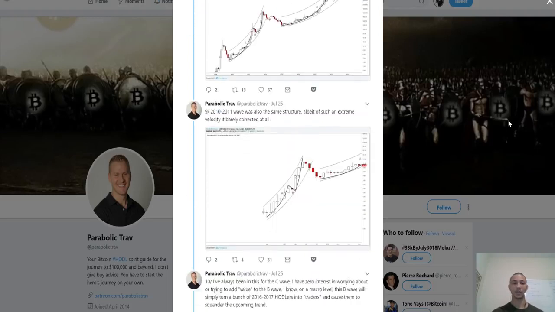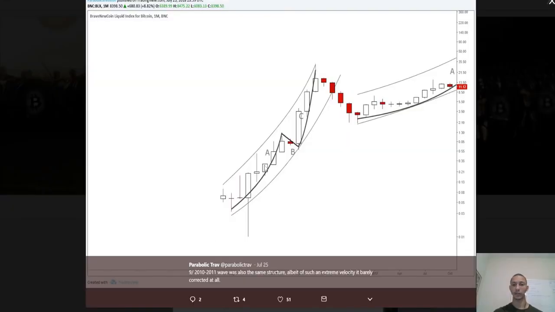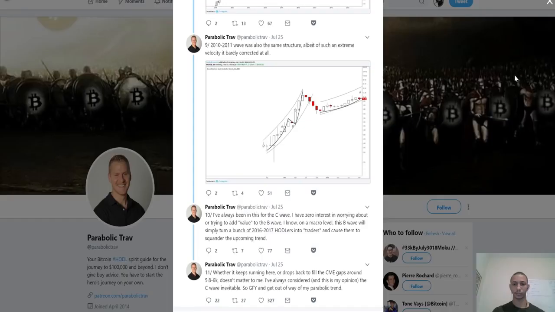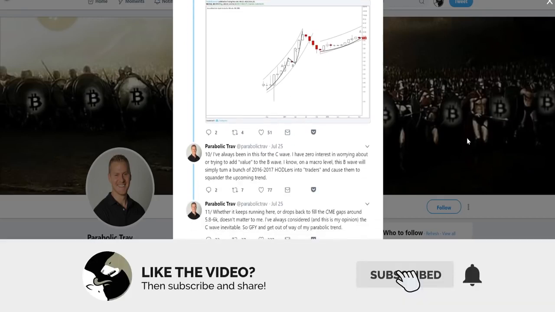Next up, number 9, 2010 to 2011. That wave was also exactly the same structure, albeit of such an extreme velocity it barely corrected. So you can see here as well, just visually, 2010 to 2011, we see the A, B, C wave. What we can see here is the more volatile the coin was earlier on, seeing no B wave or very minimal B wave is to be expected.